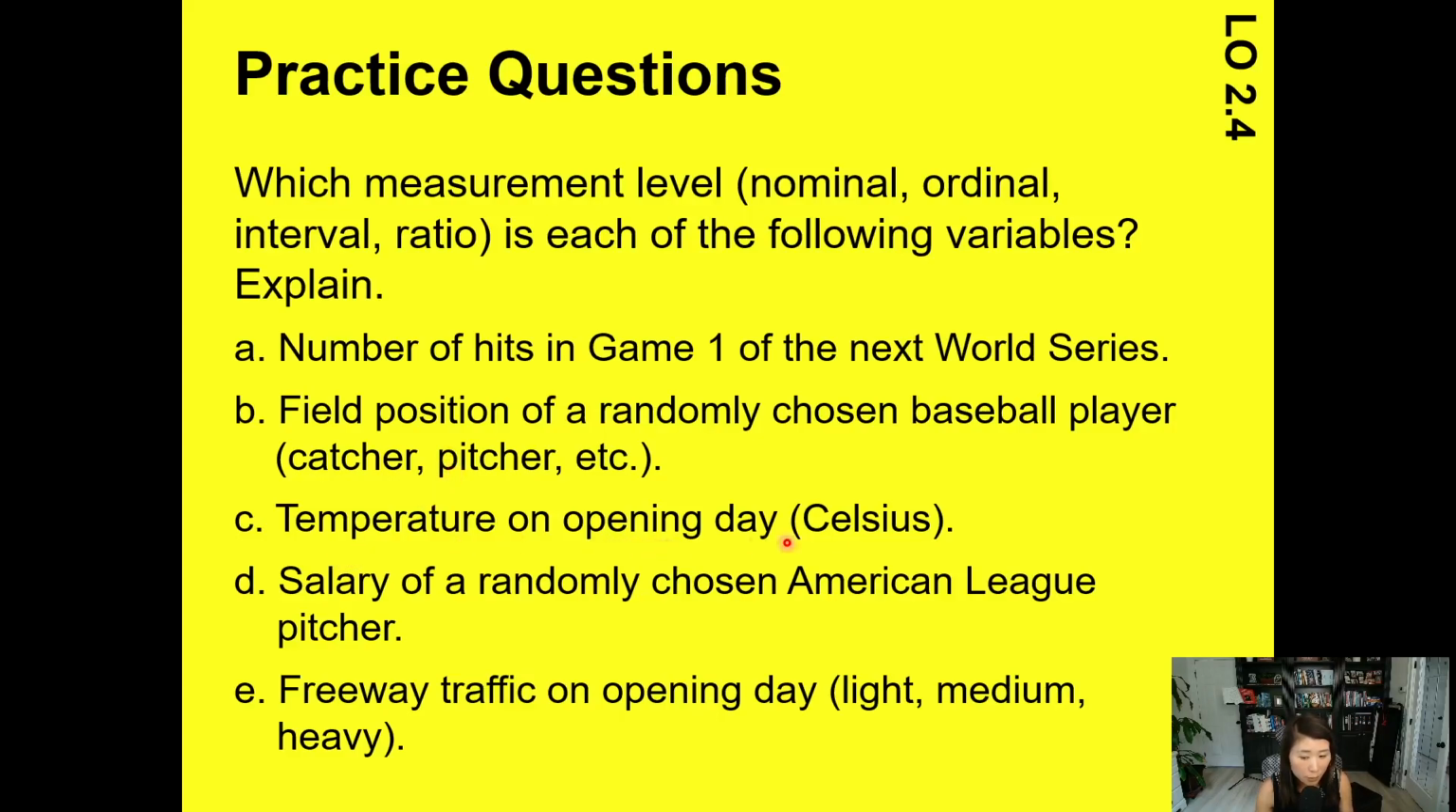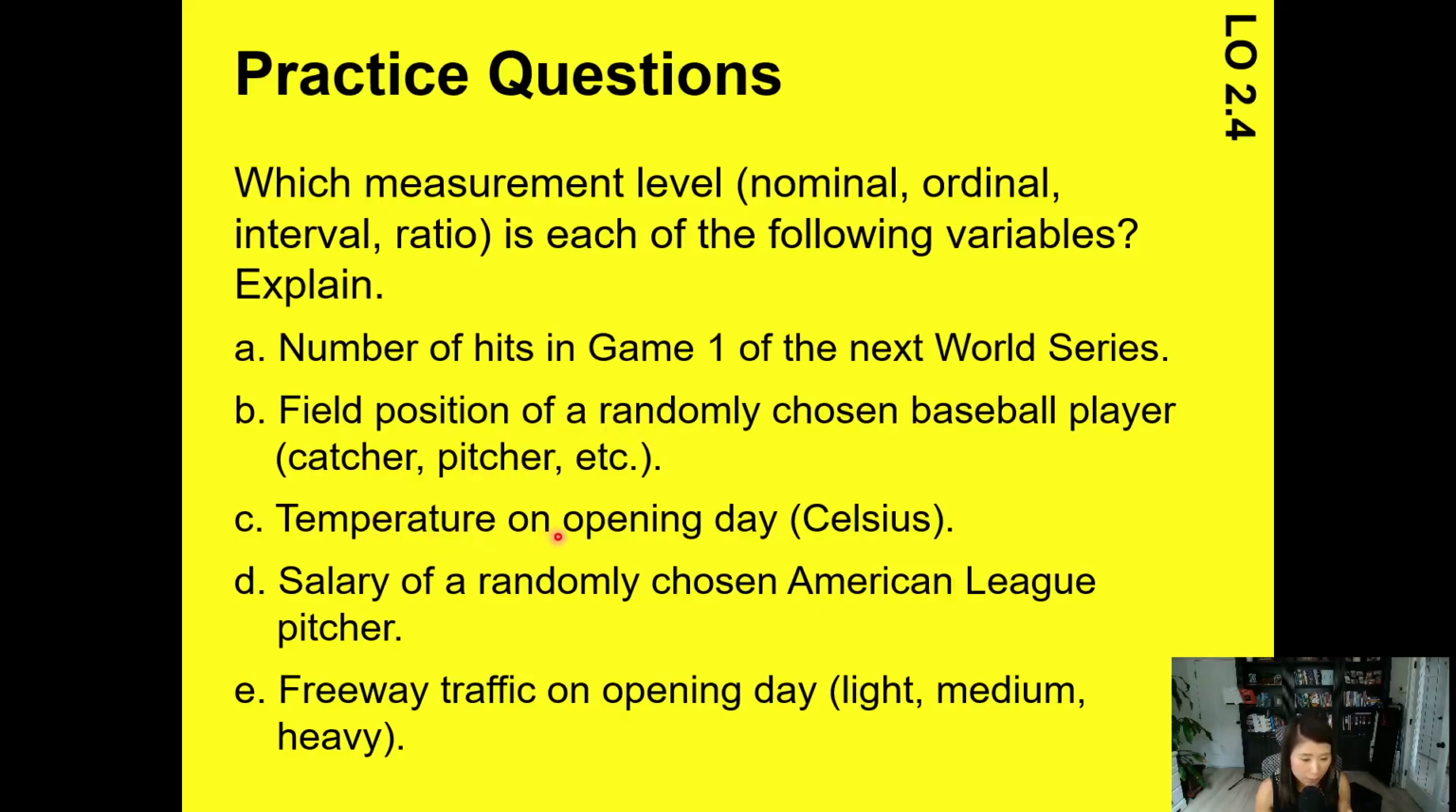Next, temperature on opening day measured in Celsius. I already mentioned Fahrenheit, so now it's measured in Celsius. First of all, it is not nominal or ordinal, because the differences between temperatures, that interval, has meaning. So the question is, does it include an absolute zero? If the temperature on opening day is 0 Celsius, that just means very cold. It doesn't mean we don't have temperature. So we don't have an absolute zero. Therefore, this is an interval scale measurement.